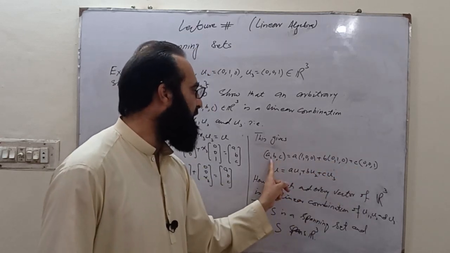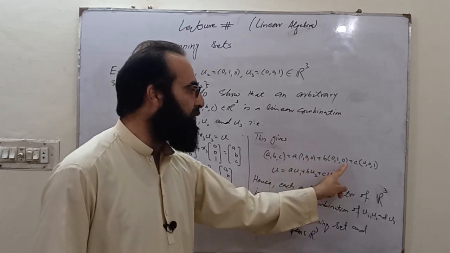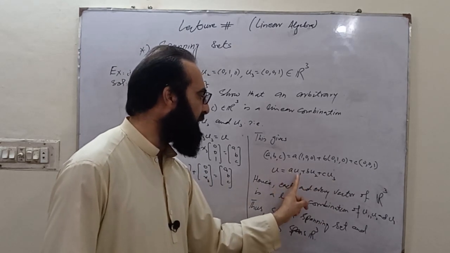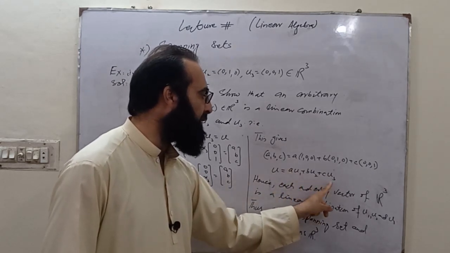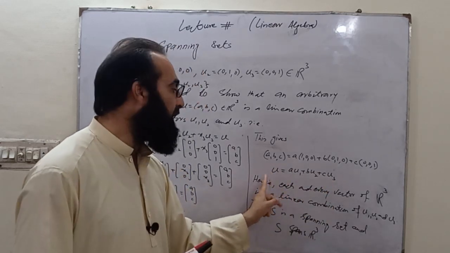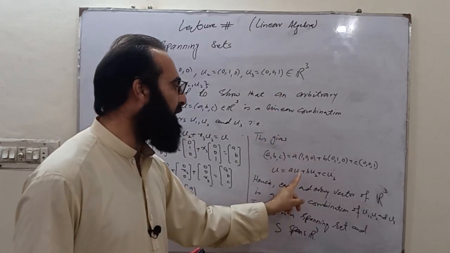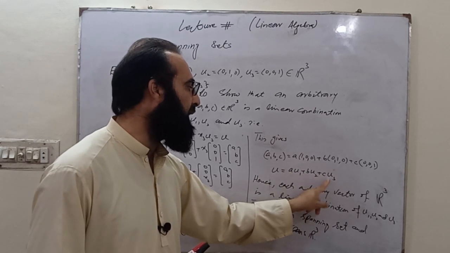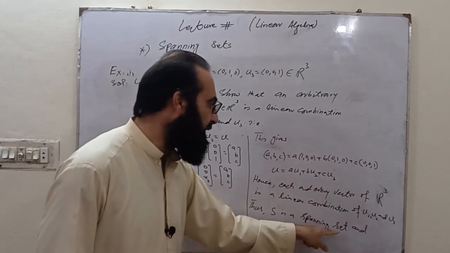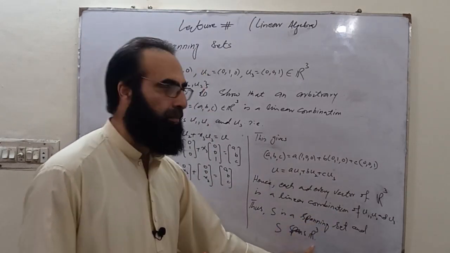This (a, b, c) is actually an arbitrary vector. This one is u1, this one is u2, and the third one is u3. This shows that u is a linear combination of u1, u2, and u3. Since u was an arbitrary vector, it means each and every vector of the vector space R³ can be written as a linear combination of u1, u2, and u3. Hence, this collection S is a spanning set, and this collection spans the vector space R³.